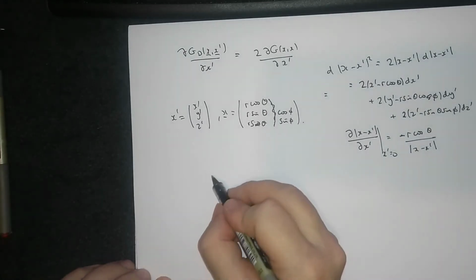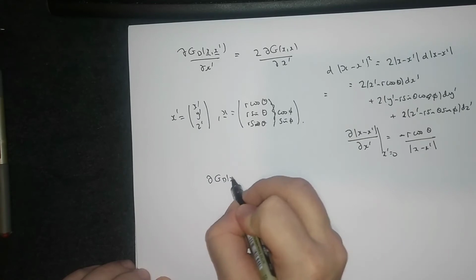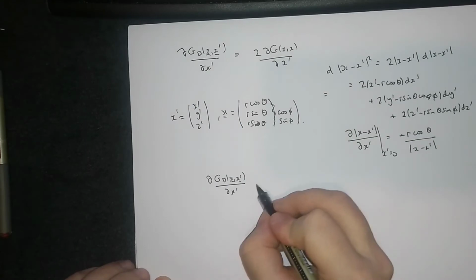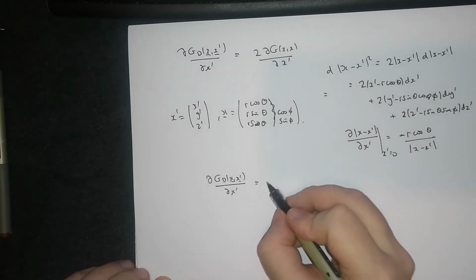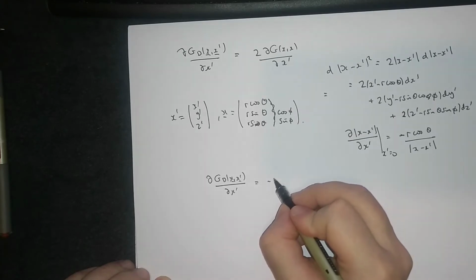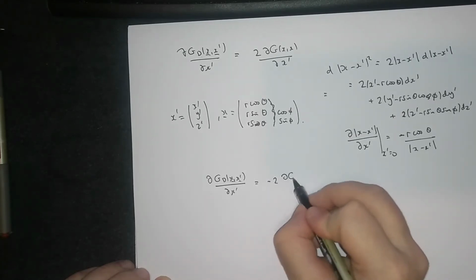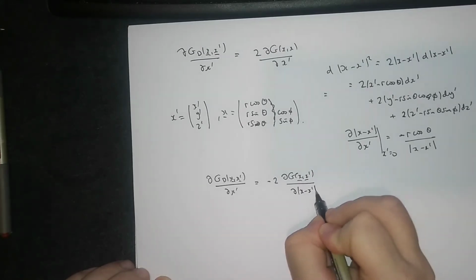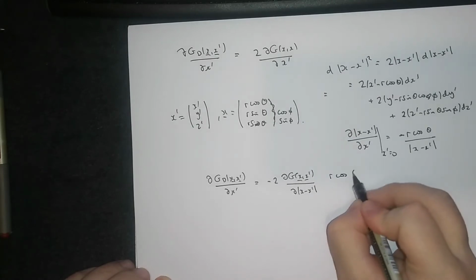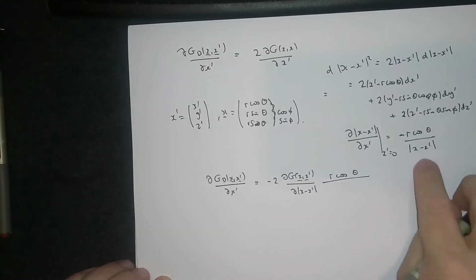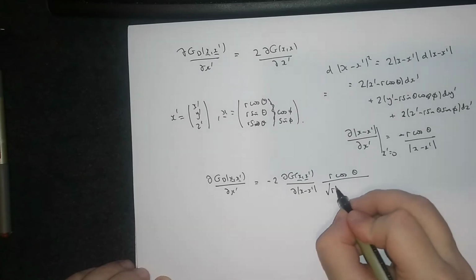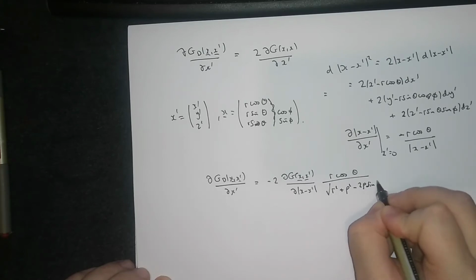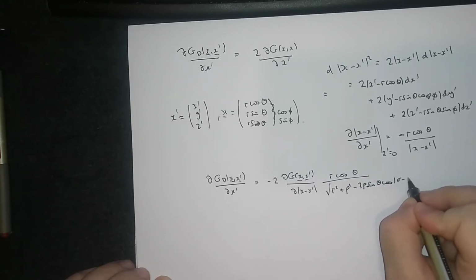So dg/dx′ is equal to minus 2 dg/d|x − x′| times r cos θ over this modulus, which we worked out earlier: r squared plus ρ squared minus 2ρr sin θ cos(σ − φ).